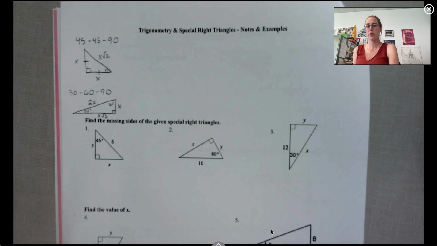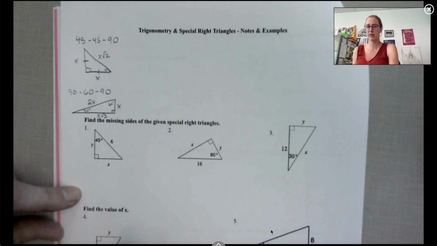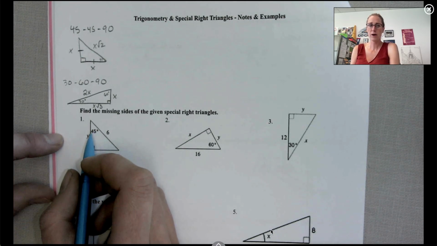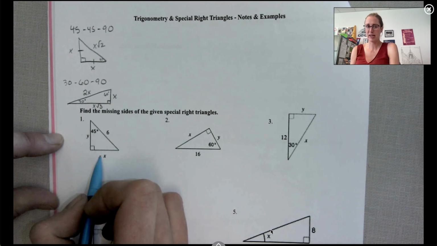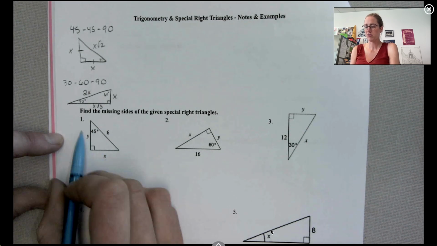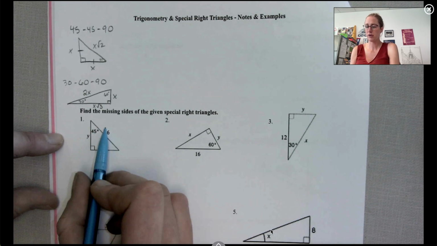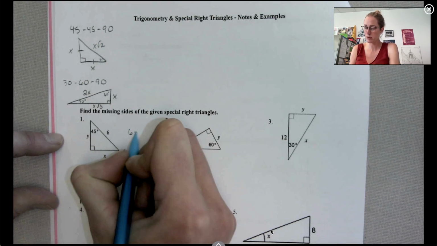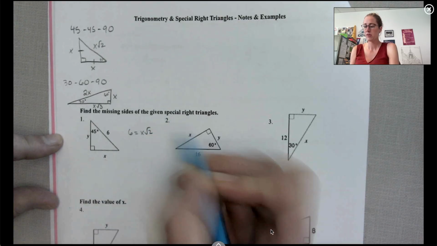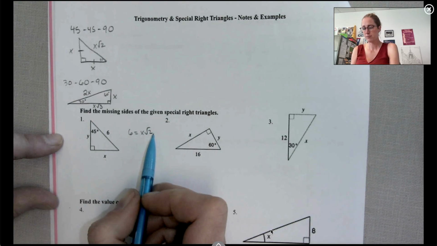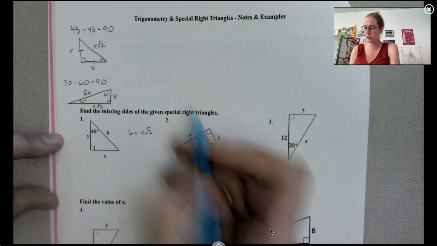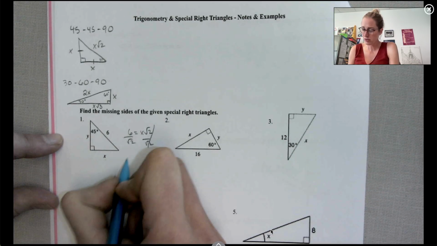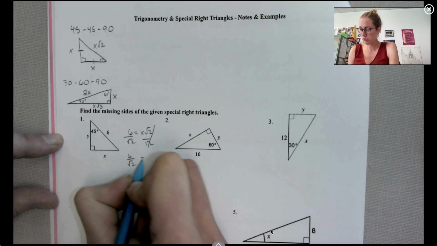Okay. So let's go ahead and do these first three examples, and then we'll come back and add a couple more things for right triangle trig. So for this one, this is a 45, 45, 90. They want me to find these two missing sides. They are giving me the hypotenuse, so the hypotenuse is equal to x root 2. So I'm going to set 6 equal to x root 2. We're going to solve this equation for x. Right now it's being multiplied by root 2, so we are going to divide both sides by root 2. So 6 over root 2 is equal to x.